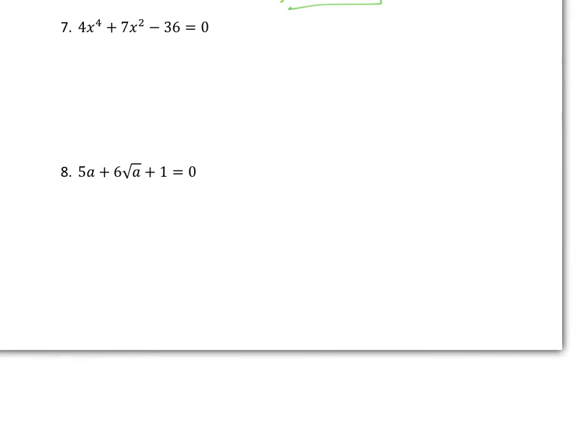Alright, 7 is one of those easier ones to recognize. You might not even have to necessarily do a substitution, but I'm just going to do it anyway. So u equals x squared. So 4u squared plus 7u minus 36 equals 0. Obviously check to see if we could factor this. I have a feeling we can factor it.